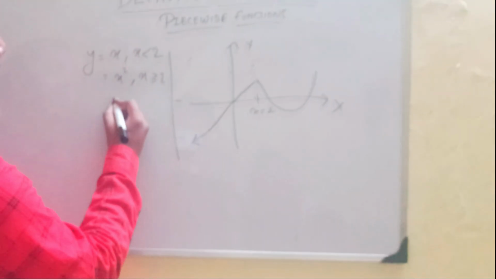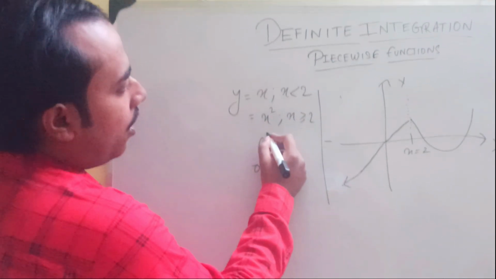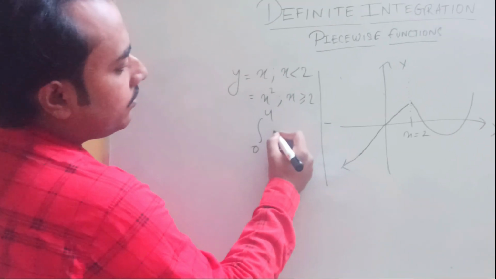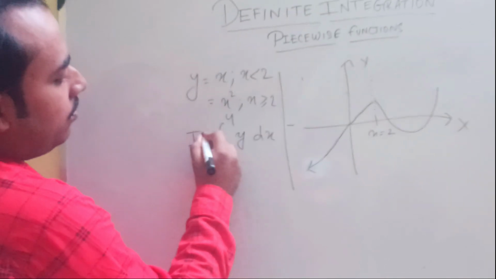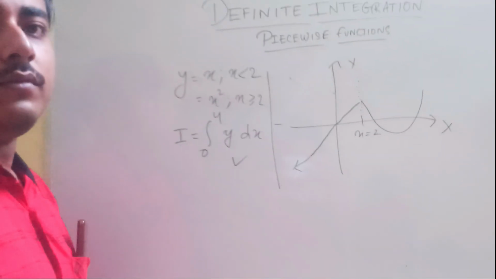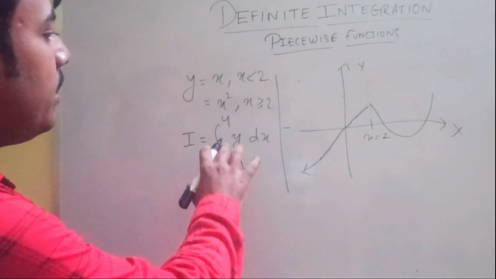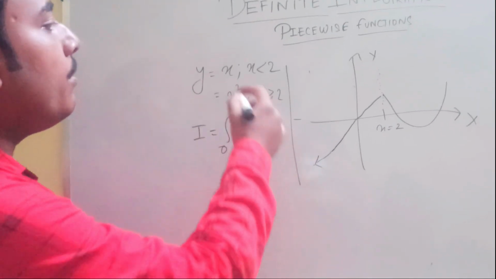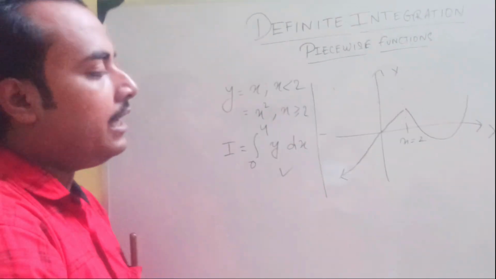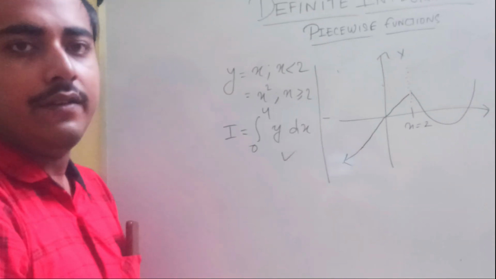Now we are asked to find the definite integral of, let's say, 0 to 4 y dx. What is the value of this integral? 0 to 4 y dx. So naturally, when you look at the function, it is defined differently from 0 to 2, and then again defined differently for 2 to infinity, right?